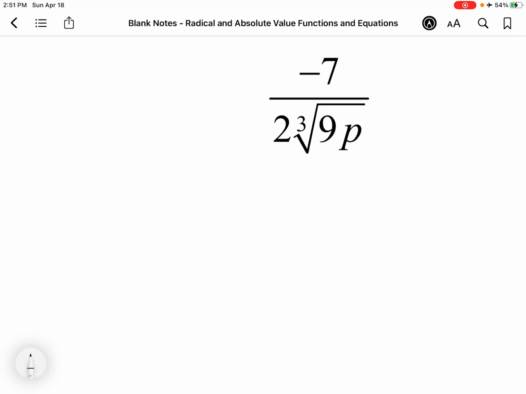Now, if this was a square root, we would just multiply it by the square root of 9p, and we'd have 2 of them, and that would equal 9p. Right? Now here, we actually need 3 of these, 3 cube root 9p's multiplied together to get 9p. Right now we only have 1 of them. So to get 9p, we need to multiply 2 more cube root 9p's together, right?